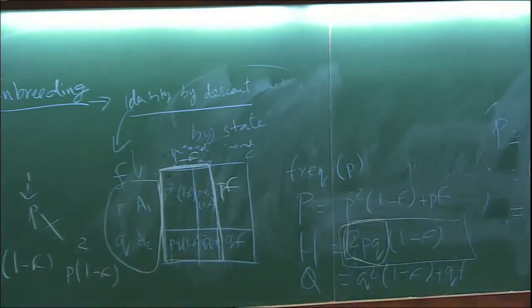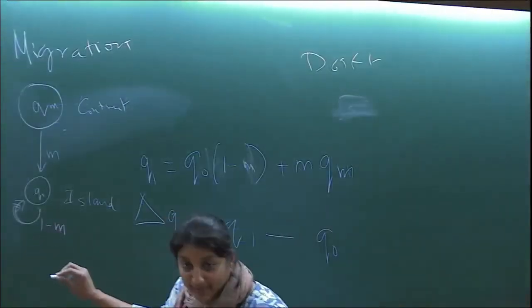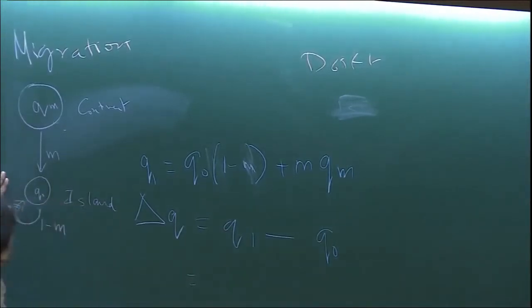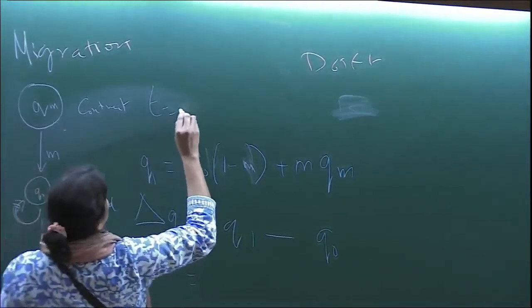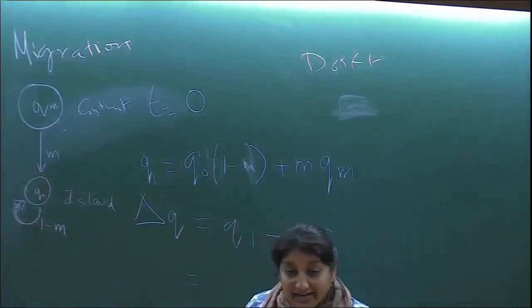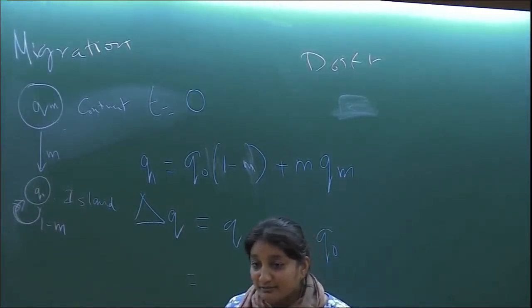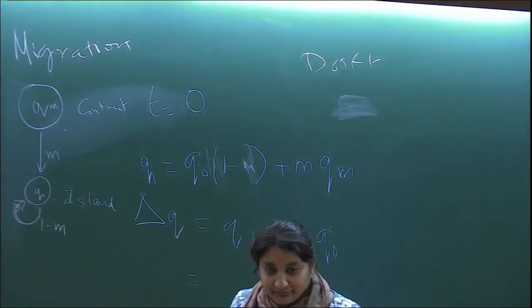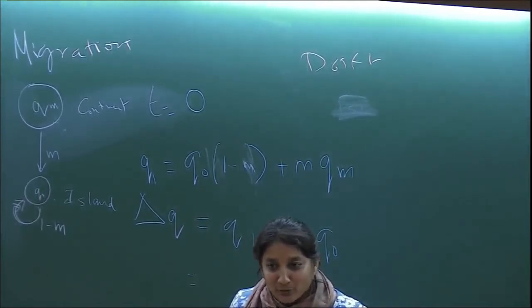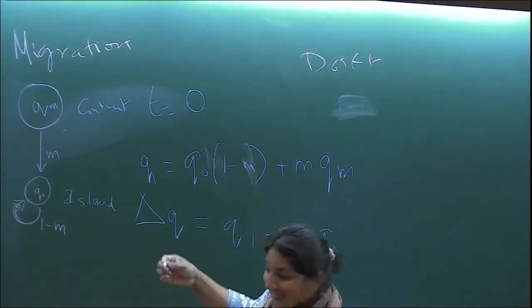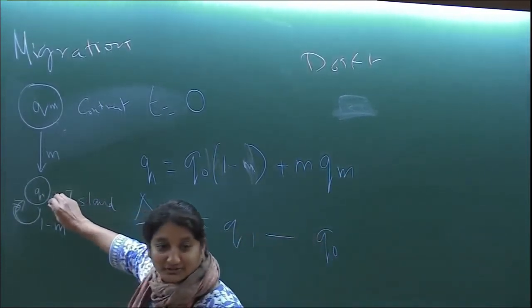Okay, so back to this very simple model. There's a continent, there's an island. The mainland has an allele frequency of QM, and the island has a frequency of Q0. Individuals are moving at a rate of M. So by the way, at t equal to 0, what is the frequency of Q on the island? Q0, right? Okay, people are asleep. I'm losing you. What's happening? Q0 is the frequency before migration, correct?